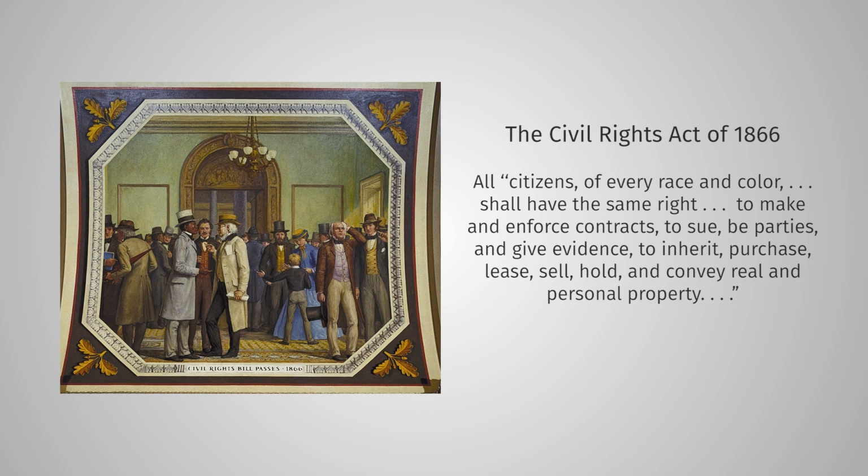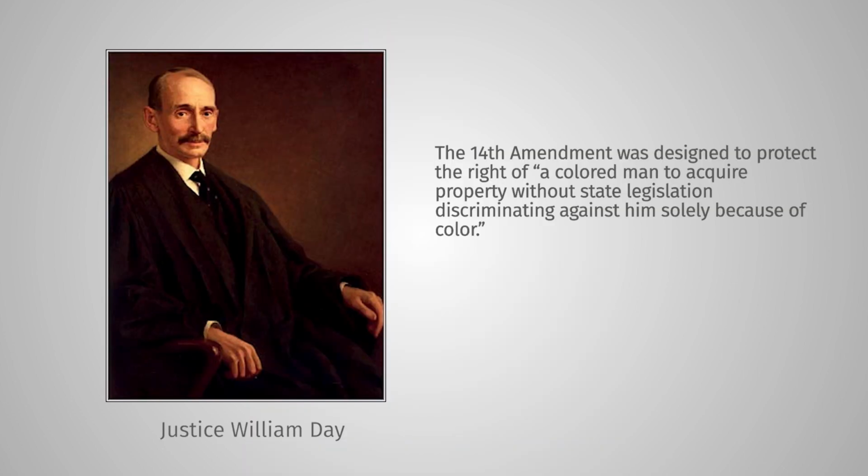First, he looked to the Civil Rights Act of 1866, which protected the right of all citizens, of all races, to convey real and personal property. Second, Justice Day explained that the 14th Amendment, ratified 2 years later in 1868, was designed to protect the right of a colored man to acquire property without state legislation discriminating against him solely because of color.